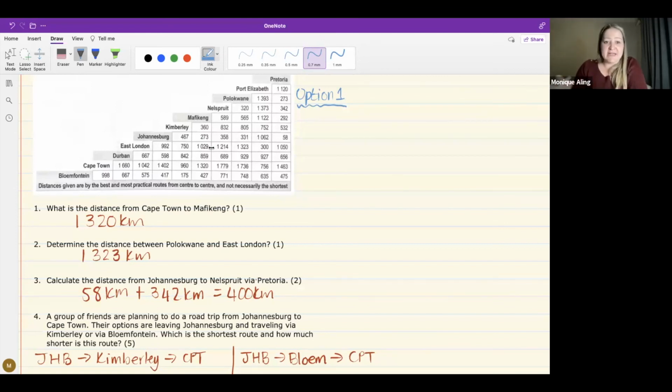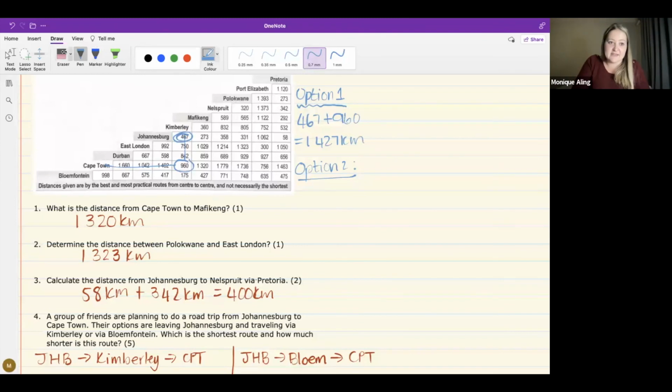Okay, so Johannesburg to Kimberley. If I'm looking at my chart, Johannesburg to Kimberley is right over here. It is 467 plus then it's Kimberley to Cape Town, which is 960. Add those two together. That is a total distance of 1,427 kilometers.